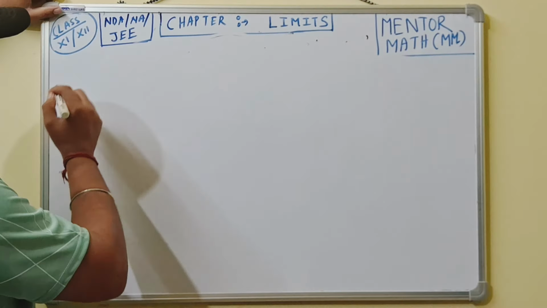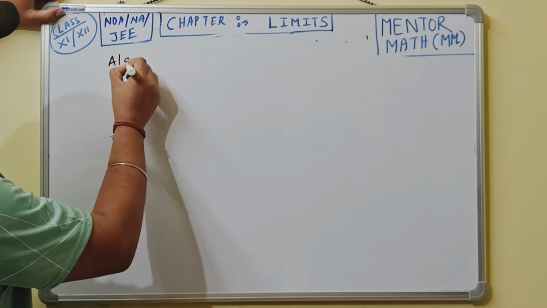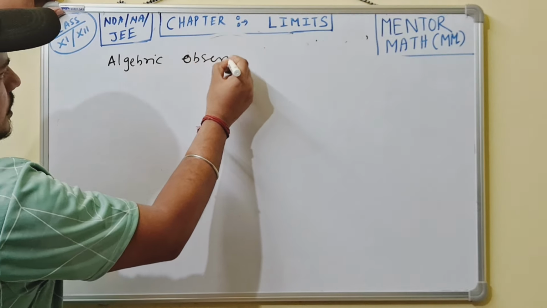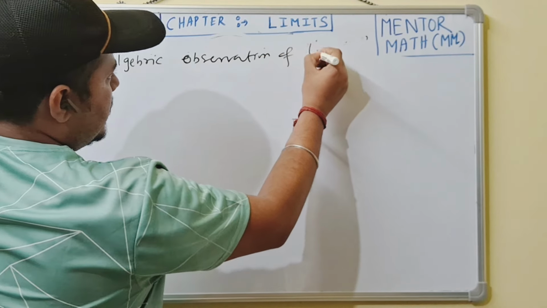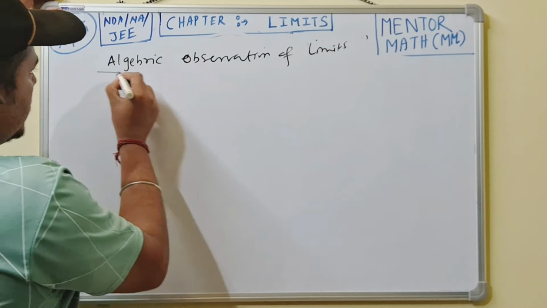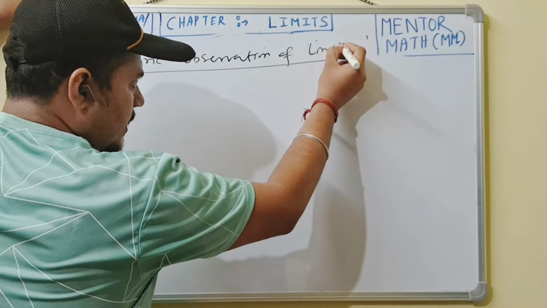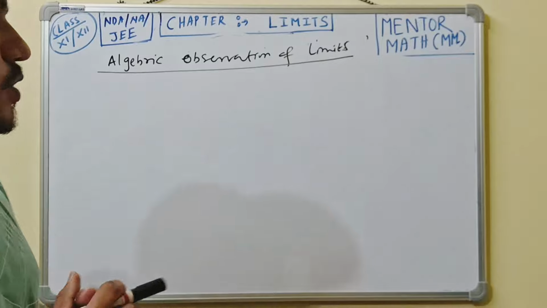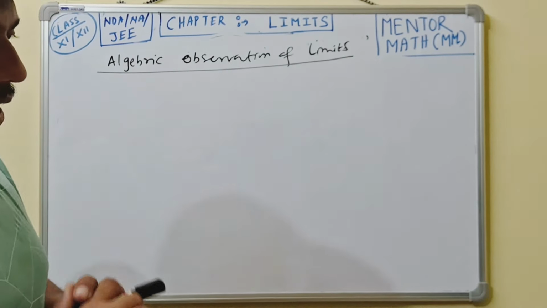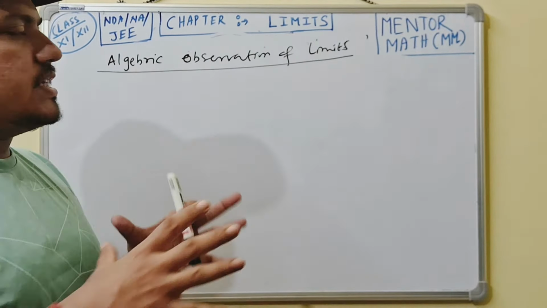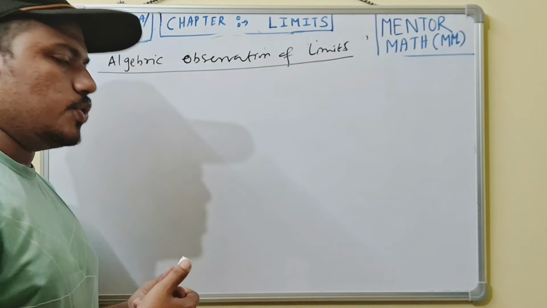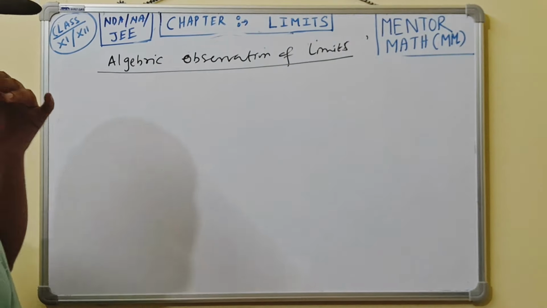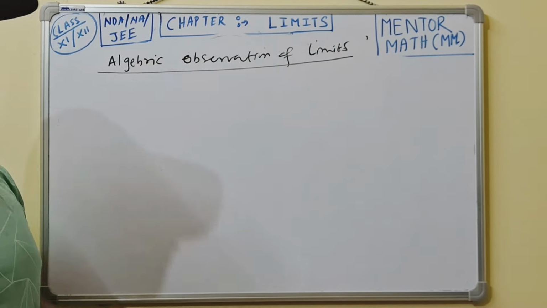Next comes the algebraic observation of limits. So what do you mean by algebraic observation of limits? Students, concentrate on my lecture because this is a very important topic, and whenever you go for calculus, limits, continuity and differentiation are very useful later on also. So look at this point: the algebraic observation of limits.